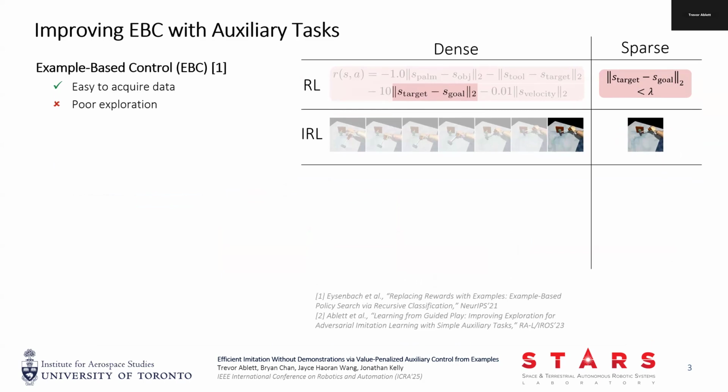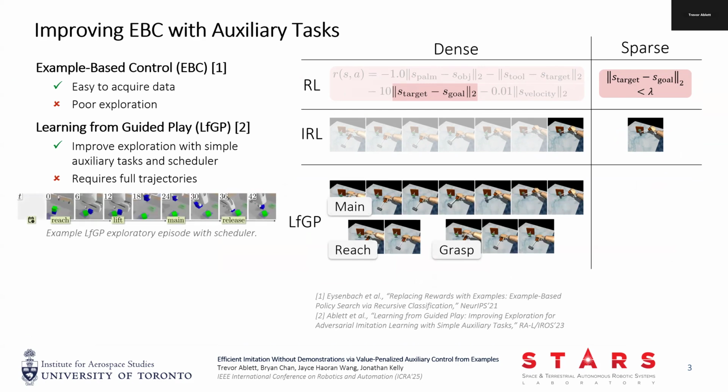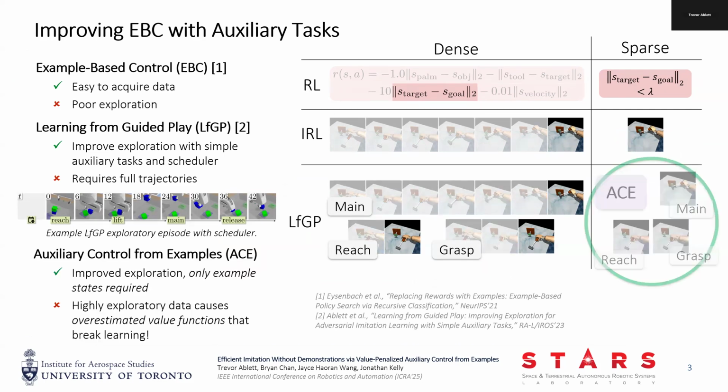To improve exploration in EBC, we can apply our previous work, learning from guided play. LFGP used full trajectories of auxiliary expert tasks to learn multiple policies, using a scheduler during training to improve exploration. We apply LFGP to the example-based domain in what we call auxiliary control from examples, which does, in fact, improve exploration. However, it introduces a new problem, where highly exploratory data causes overestimated value functions that break learning.